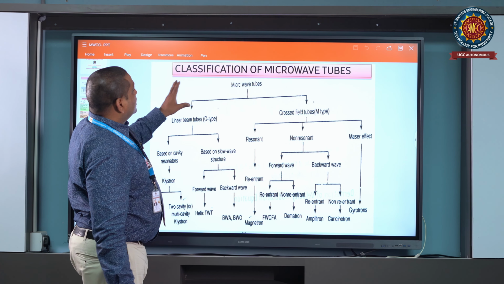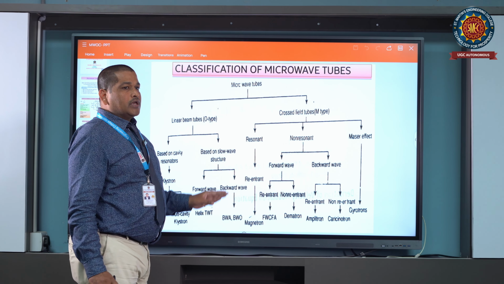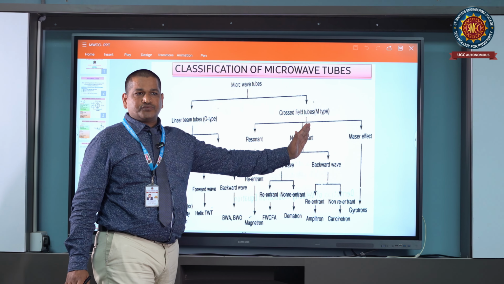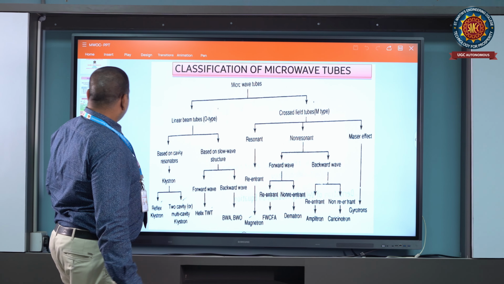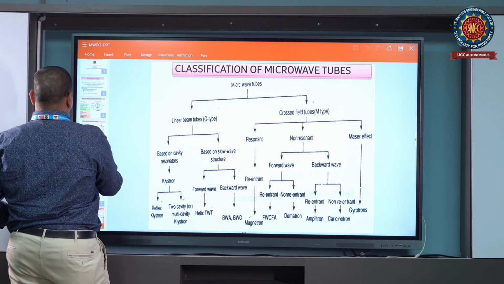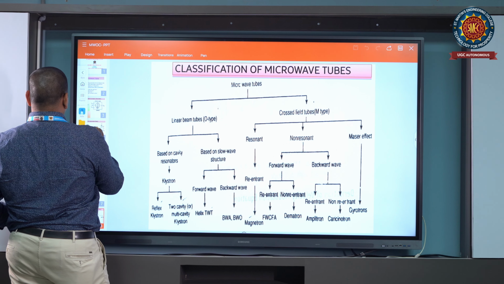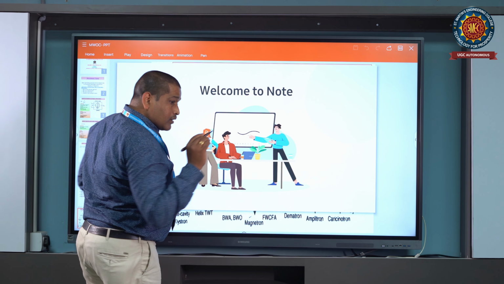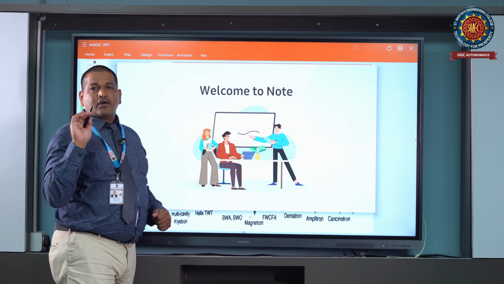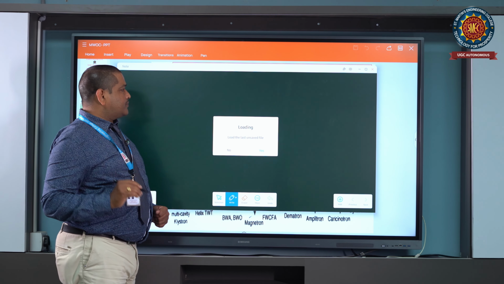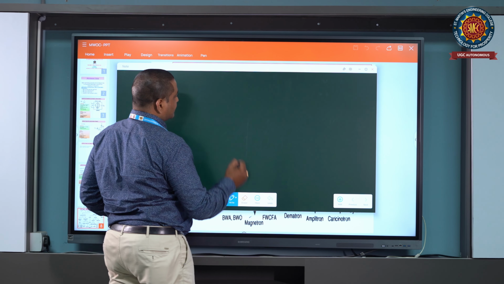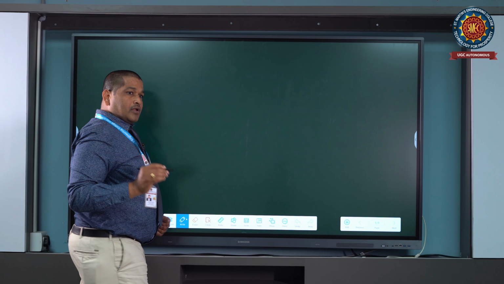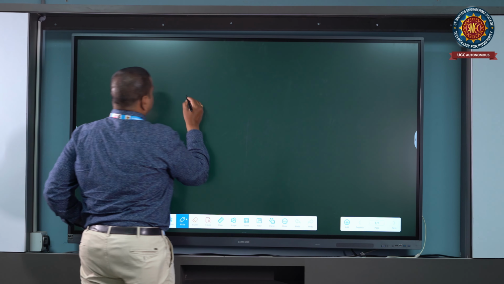Now coming to the classification of microwave tubes, they are classified as linear beam tubes and crossed field tubes. The linear beam tube is the O-type tube, and the crossed field tube is called the M-type tube. I will now show the classification here. What is the difference between the O-type tube and the M-type tube?